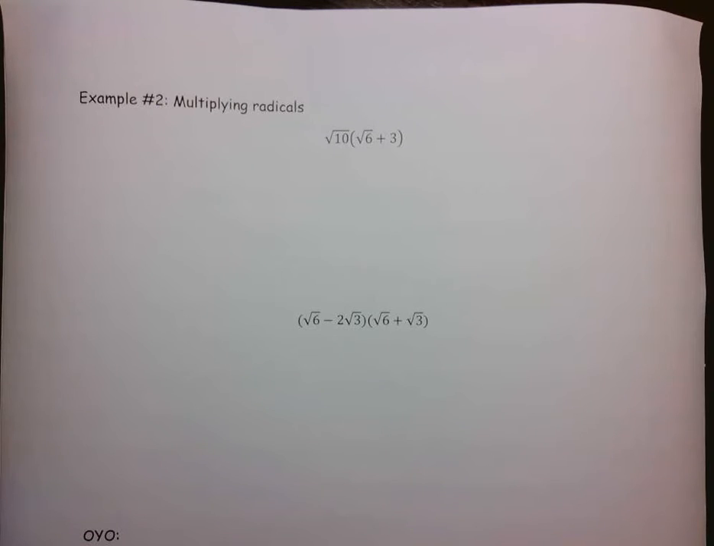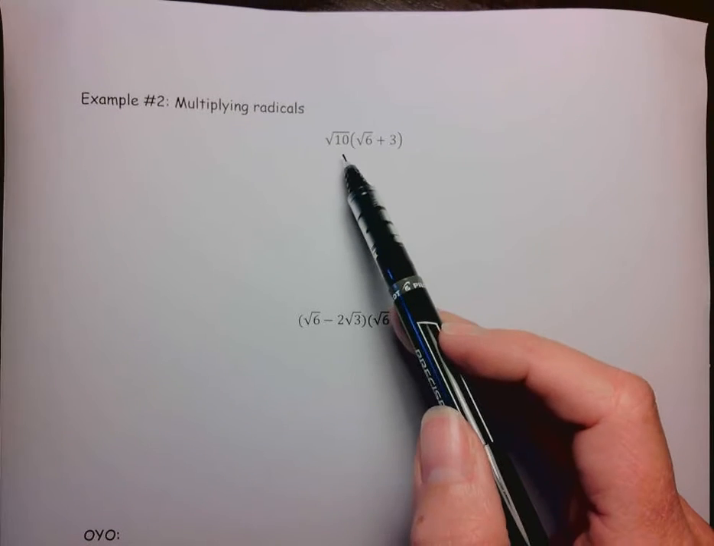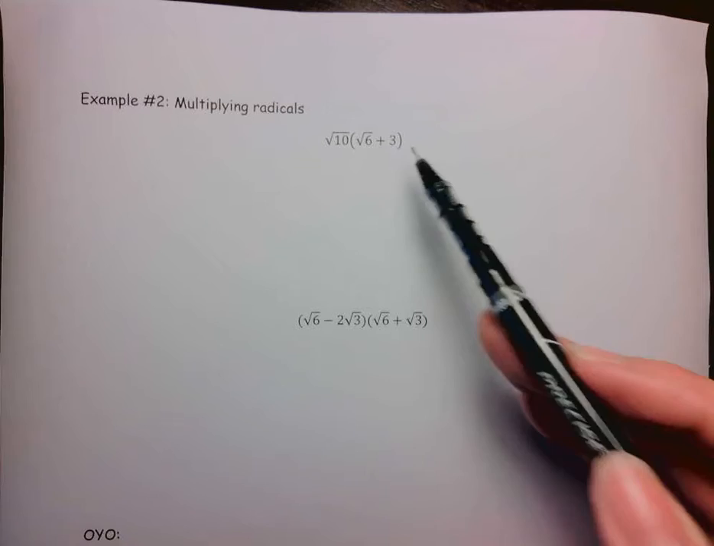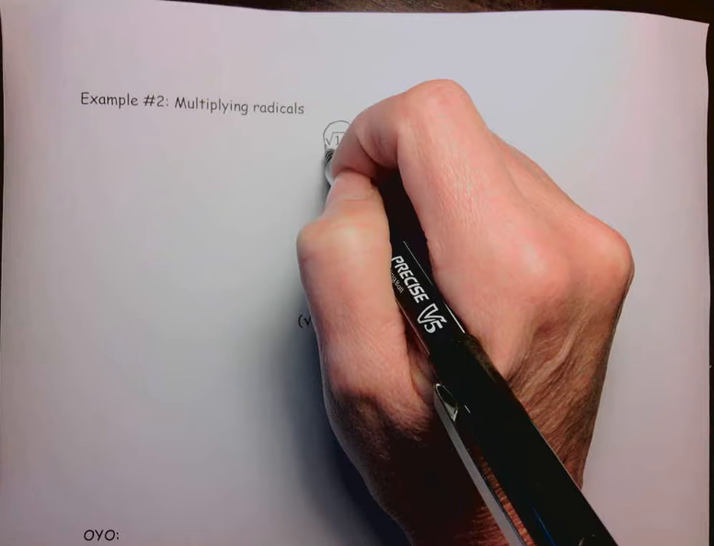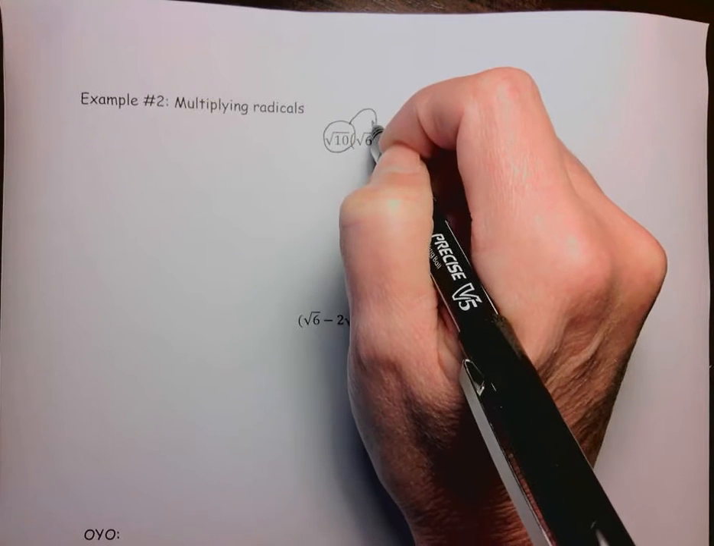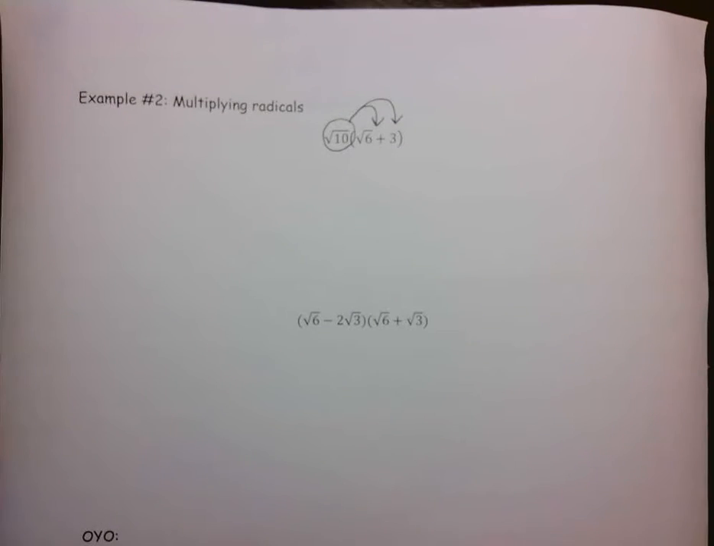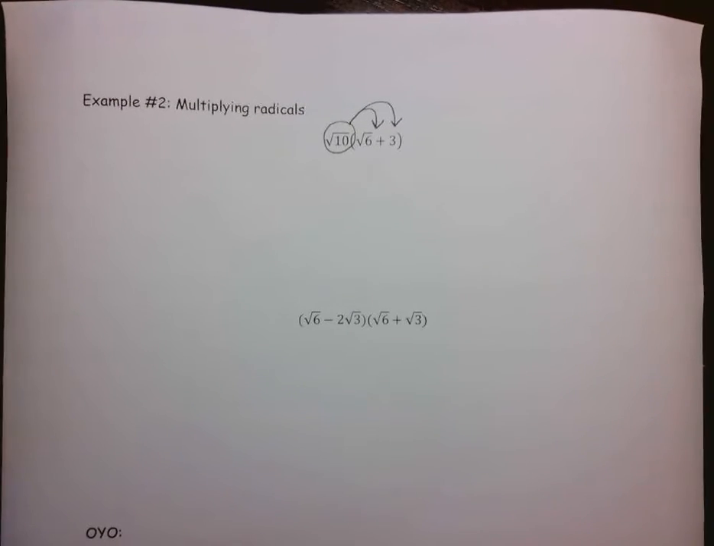Example number 2, multiplying radicals. I'm going to multiply the square root of 10 with this binomial. So what am I going to do? I take the square root of 10 and I'm going to distribute it. I'm going to multiply it with each term inside the parentheses.